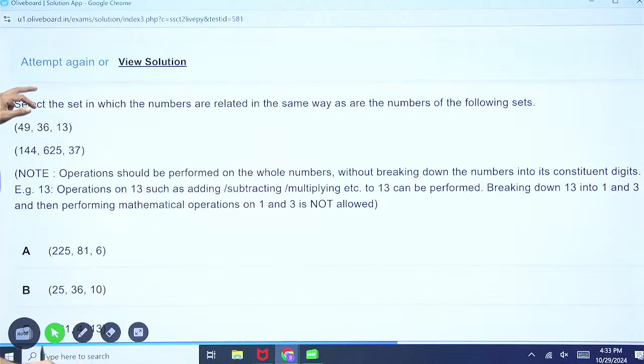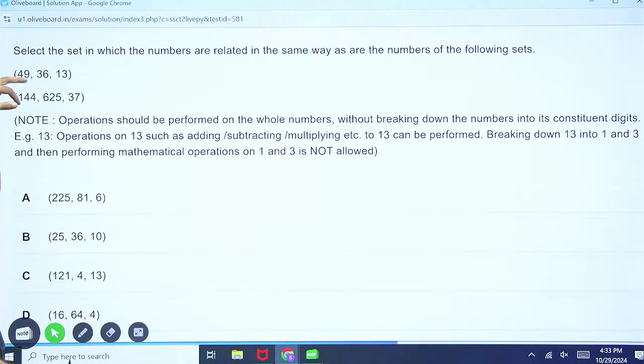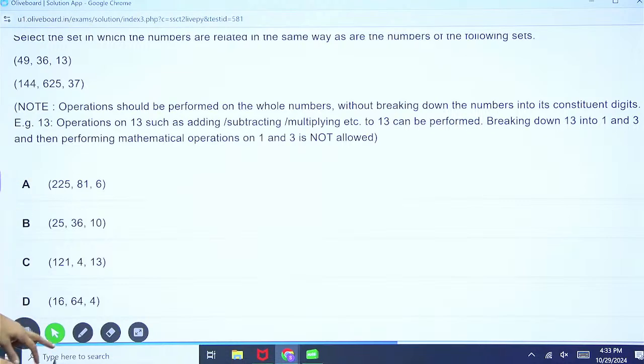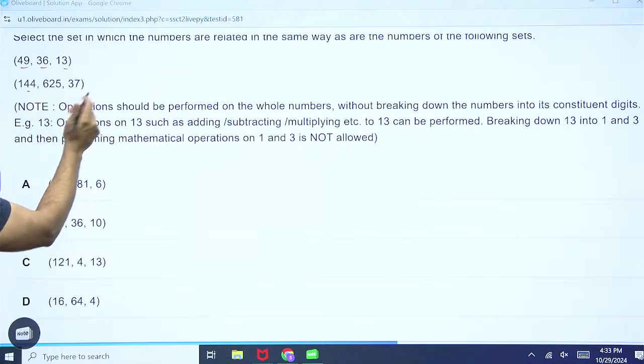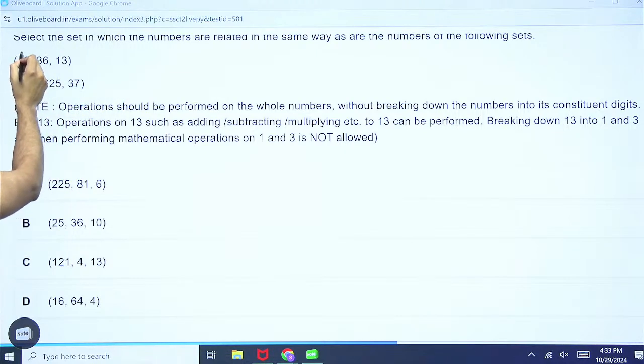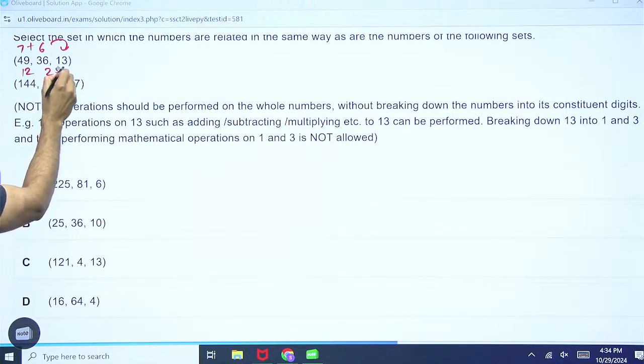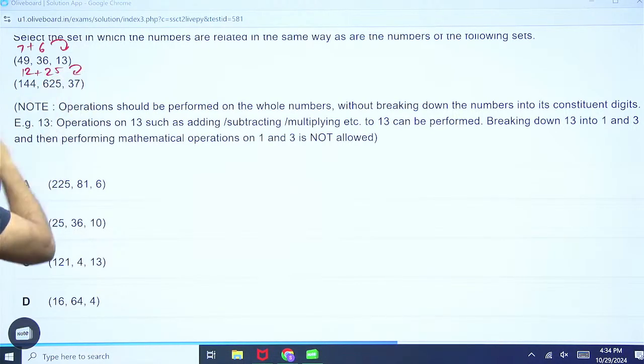Okay, the question is from the classification, set of numbers classification. Let's see what can be the right answer. 49, 36, 13, 144. Okay, can we see the square roots? We can see the square of this, 7, this is of 6, and 7 plus 6 makes 13. This is 12, this is 25, and adding both of them, can we get 37, right?